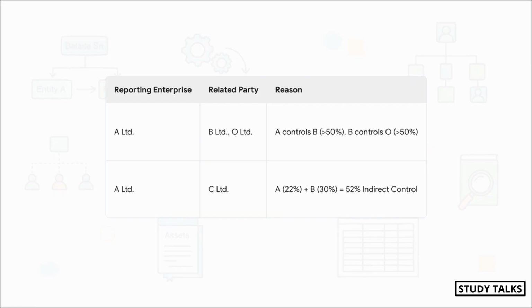Easy enough. Now check out this second one. A Limited has 22% in C Limited directly, but its subsidiary, B Limited, also holds 30% in C Limited. You add them up, and A effectively controls 52% of C Limited through its direct and indirect holdings. So bingo, that's control, and C is a related party.